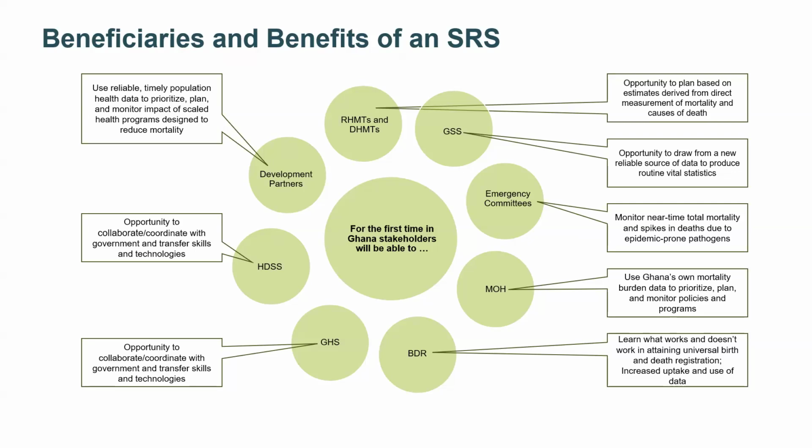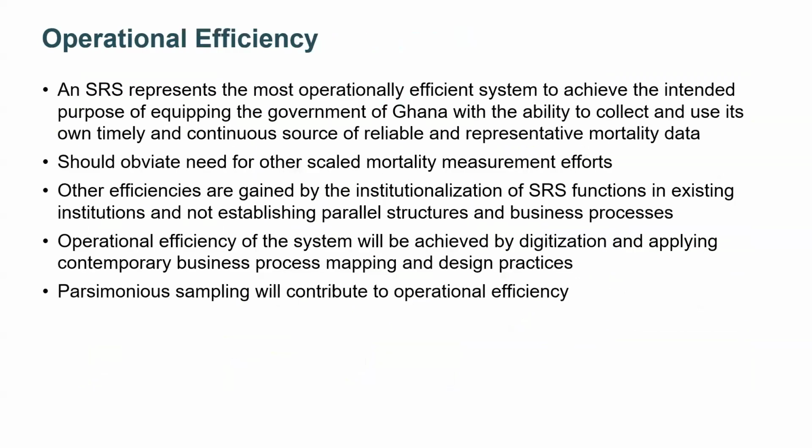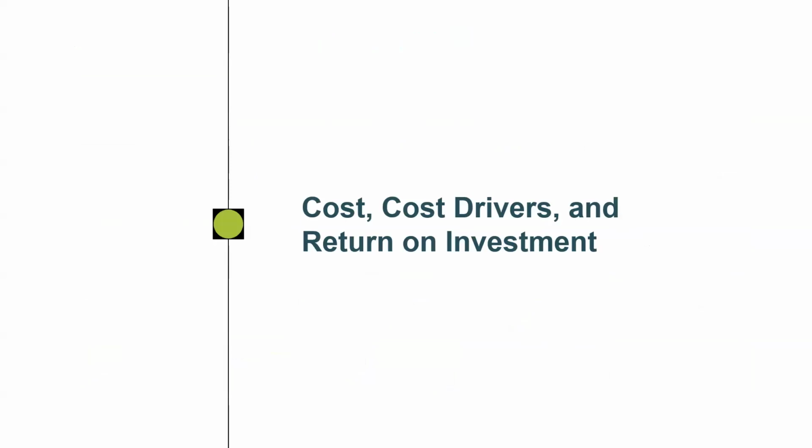If you look at the development partners, they would be able to use reliable, timely population data that would help them prioritize, plan, and then monitor the impact of their health programs such that they would be able to actually address questions around equity. Are their programs actually reaching the people that they need to reach or not? And so we looked at the different stakeholders, and then we had very brief value proposition statements on what an SRS could do for them. We looked at operational efficiency of an SRS. We looked at issues around what are the main cost drivers.